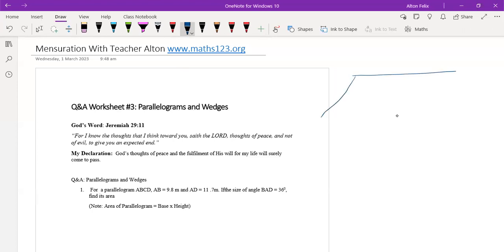And we could attempt to put in our information. So remember, with a parallelogram, you have two shorter sides being parallel, and the two longer sides are also parallel, hence the reason it's named a parallelogram. So AD is the longer side, and AD is equal to 11.7. AB is the shorter side, which is 9.8.